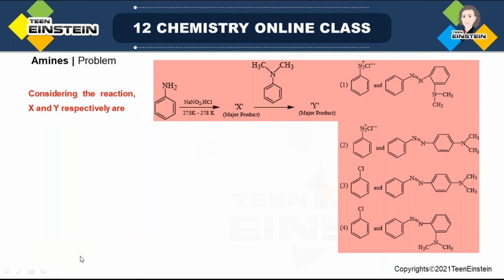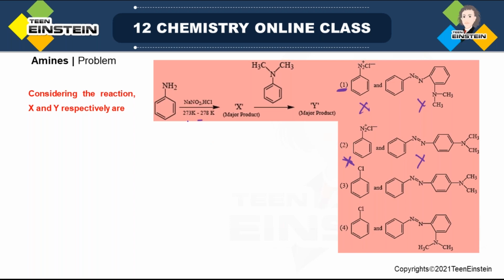Next, considering the reaction, here a reaction is given. Aniline, you are getting X, then you are getting Y. So considering this reaction, you have to recognize X and Y respectively. Now we have 4 options, and in all these options, this is X, this is Y. So in this way, you have to choose.